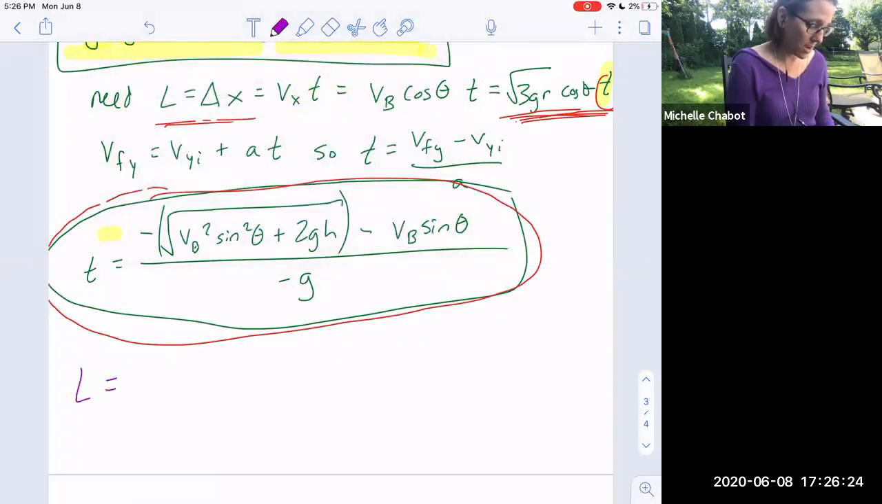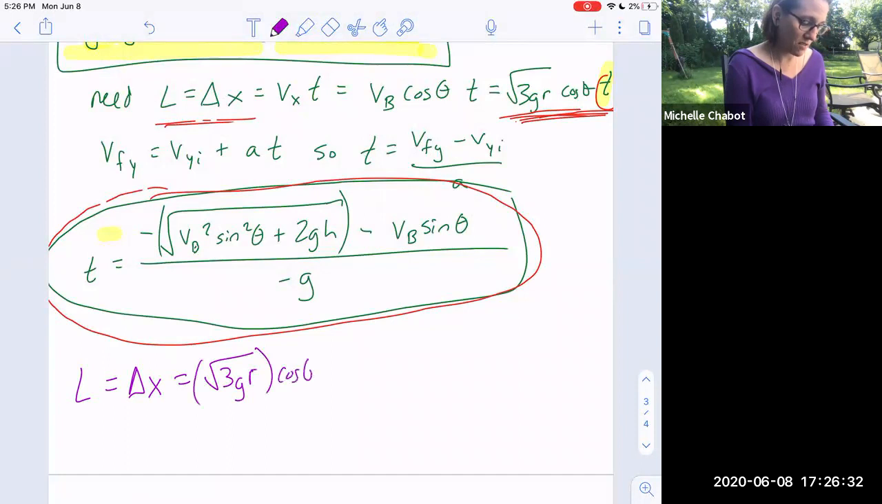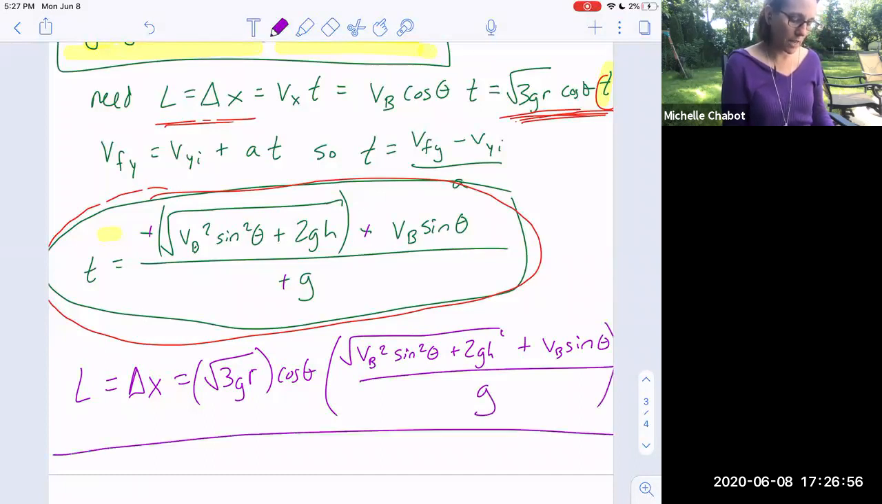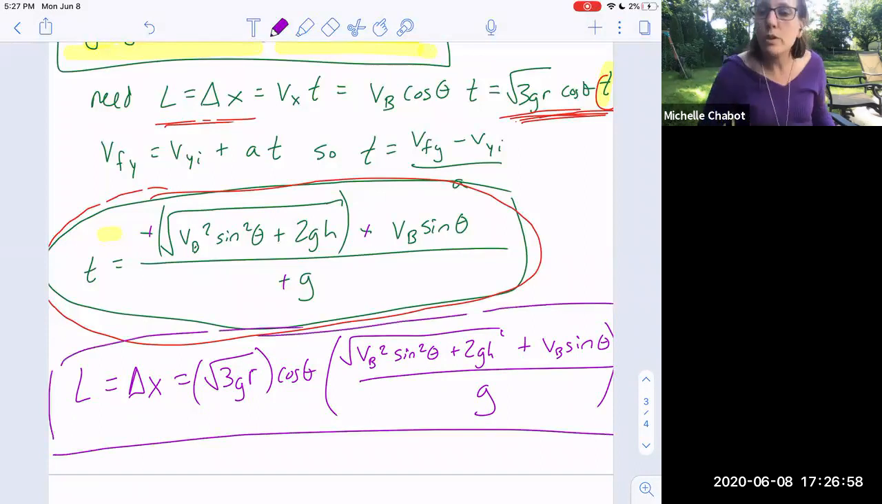And I then get that L, which is again equal to delta X, is the square root of 3GR times cosine of theta times, and then I'm going to just turn all of those to pluses, times this ugly, ugly thing, which is the square root of Vb squared sine squared theta plus 2GH plus Vb sine theta all over G, and that's all multiplied together. So if you were designing this roller coaster, you would have these general equations.